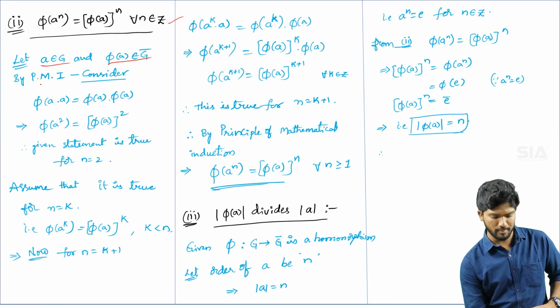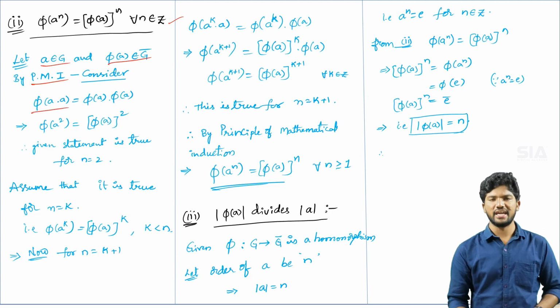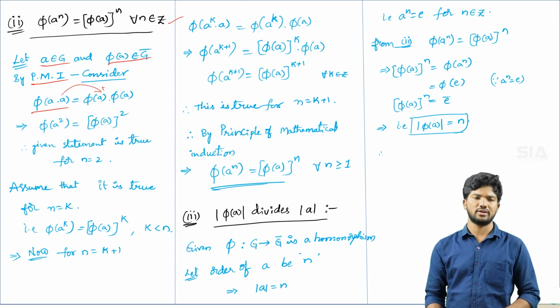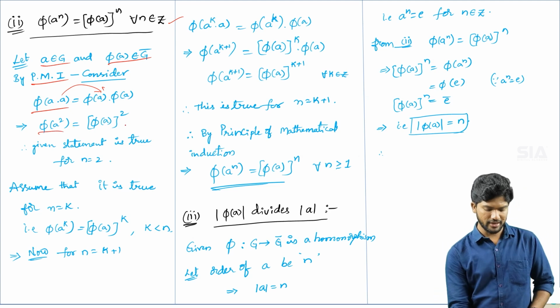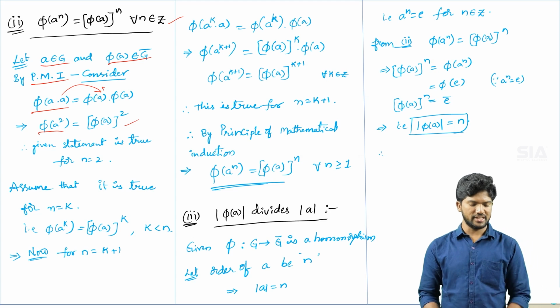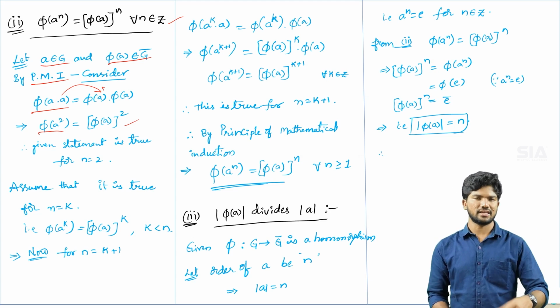So therefore by PMI, consider pi of a into a, which by the definition of homomorphism is pi of a into pi of a. So pi of a into a means a square, and here you will get pi of a whole square. Okay. So this is the condition. The given statement is true for n is equal to 2; for n is equal to 2 we proved the given condition.